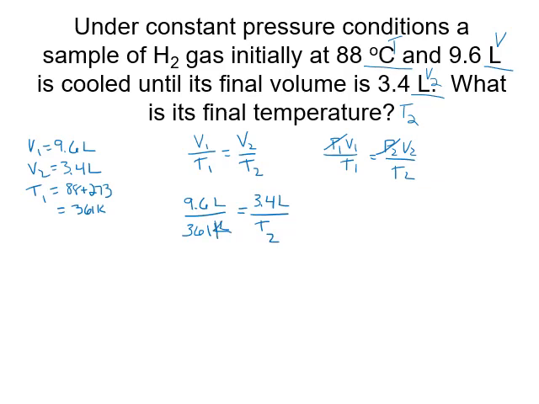Note that the variable I want is on the bottom of a fraction, and this always can present a little bit of a problem algebraically. Most people find that the easiest way to deal with this is to get the temperature, the variable, out of the bottom, by cross multiplying and coming up with an equivalent algebraic relationship. 9.6 liters times T2 is equal to 3.4 liters times 361 Kelvin. Now that I want to isolate this, I can divide both sides by 9.6 liters.